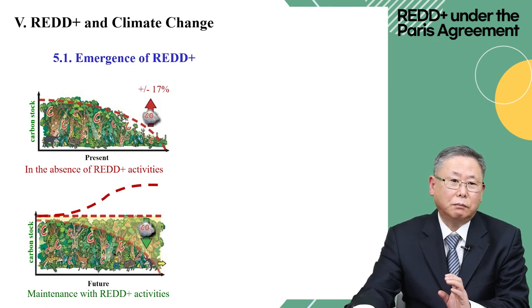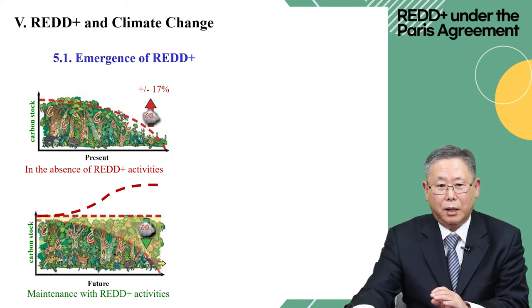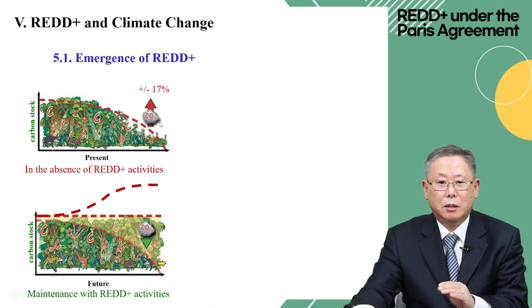So now, let's look more closely at REDD Plus and climate change, and the emergence of REDD Plus during this negotiation process. In the absence of REDD program activities, when you cut trees and destroy forest, you emit CO2 into the sky, and this takes about 17%.